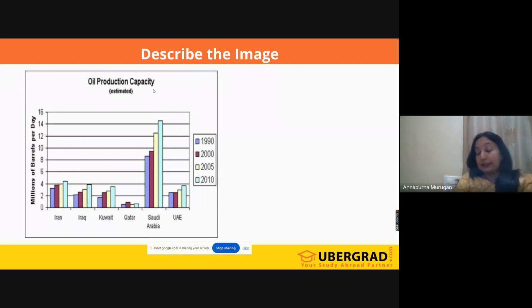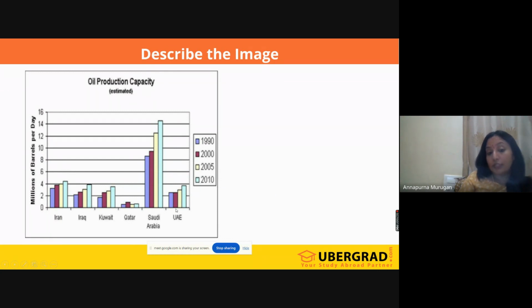So this is the data interpretation. It is a bar graph, and it is informing us. This implies that in Saudi, the oil production is more in all the years discussed, followed by that of Iran, Iraq, and Kuwait.